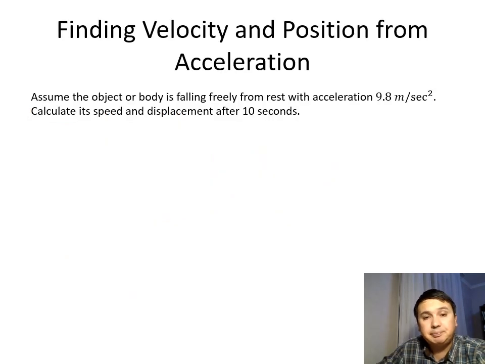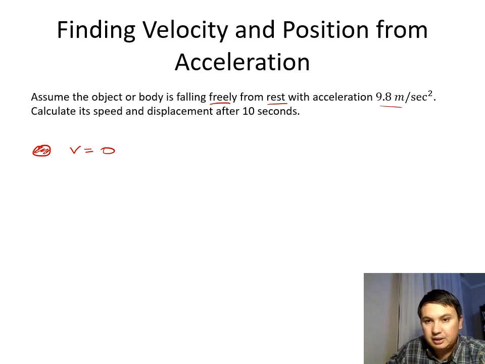So let's do an application of corollary 2: finding velocity and position from acceleration. Assume that an object or body is falling freely from rest. So here is some body. At the beginning, the velocity was 0, that means free from rest. And I have this gravitational force, so I have the acceleration. Acceleration is 9.8, so it's pulling the object down.